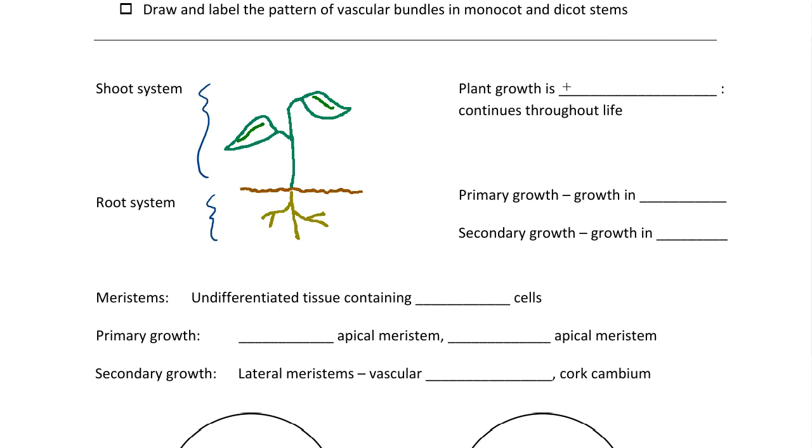And plant growth is indeterminate. That means that the growth of the plant continues throughout its life, and that's in contrast to determinate growth, like in most animals, where the animal stops growing at a certain point in their life.